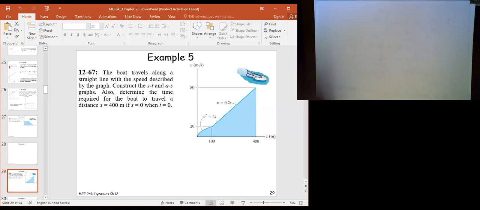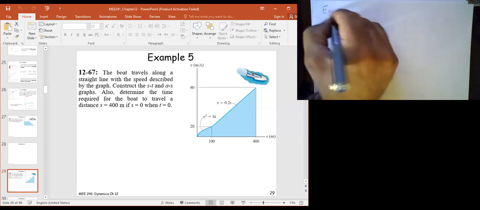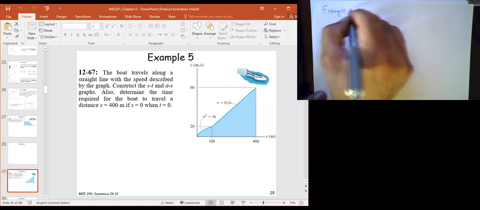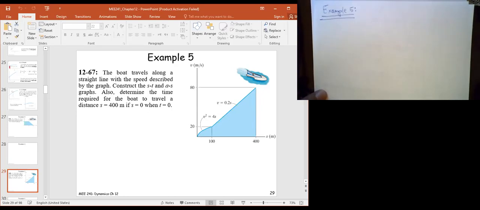Okay, let's do example five. In example five, basically we have a boat that is going along a straight line with that speed profile, basically as a function of position. So initially, between 0 and 100 meters, the velocity squared was equal to 4s. Between 100 to 400, the velocity was equal to 0.2s.